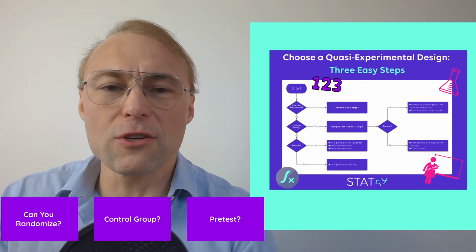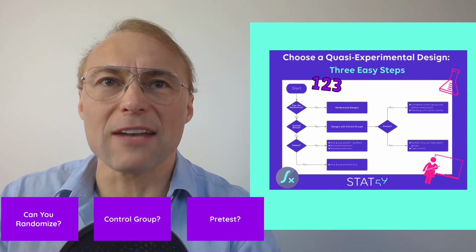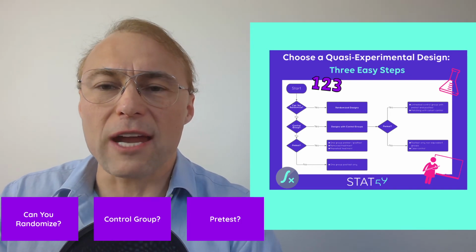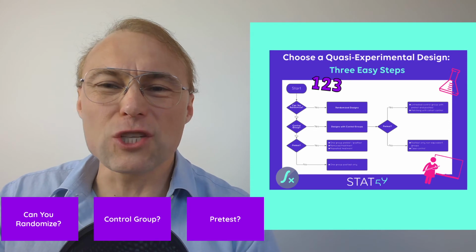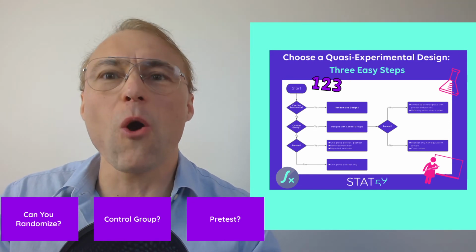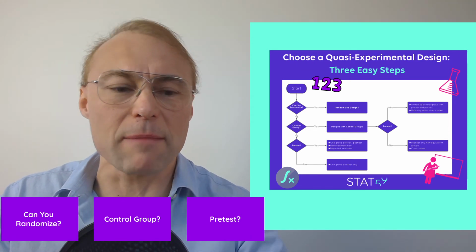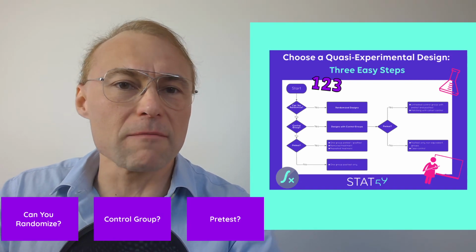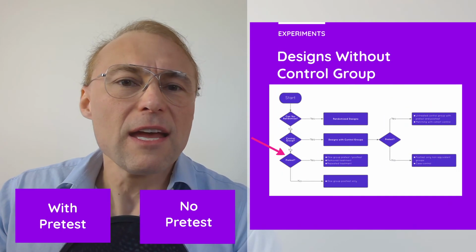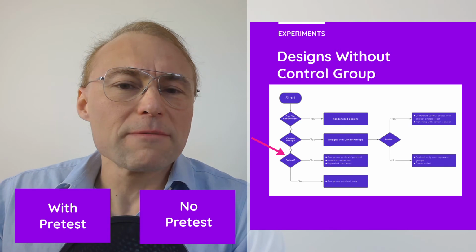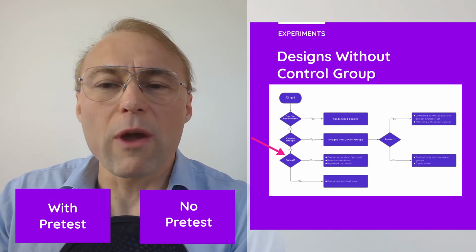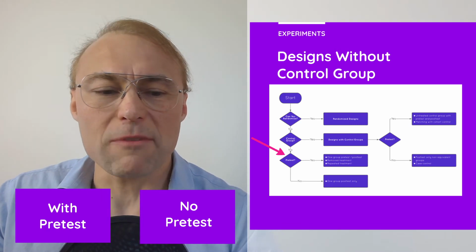Perhaps it's an ethical issue. People say, we simply cannot deny this training to some of our people. Perhaps it's a logistic issue. Perhaps there's no specific way to separate people to give some of them intervention and some of them not. So designs without a control group, now we ask the next question. Will we have a pretest or we won't have a pretest?